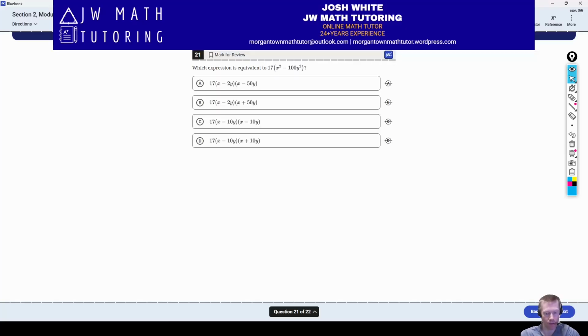Okay, next up, we have another equivalent expression problem. So this one, you're not distributing it out like the one a couple questions ago. Instead, you are factoring this as a difference of squares. So this is going to be x plus 10y, x minus 10y, and then you also have the 17 that's out front. So now when we look at the answer choices, it's going to be D.